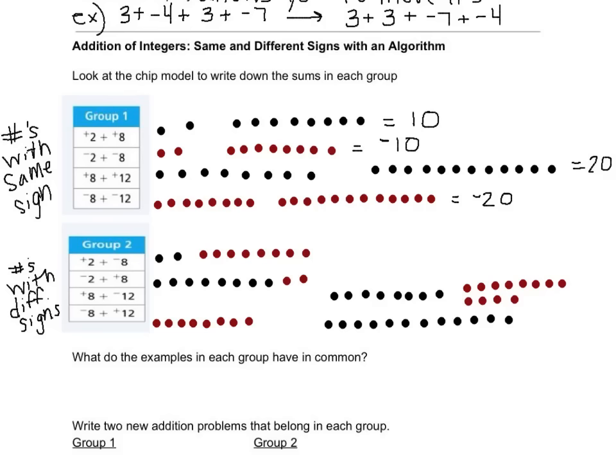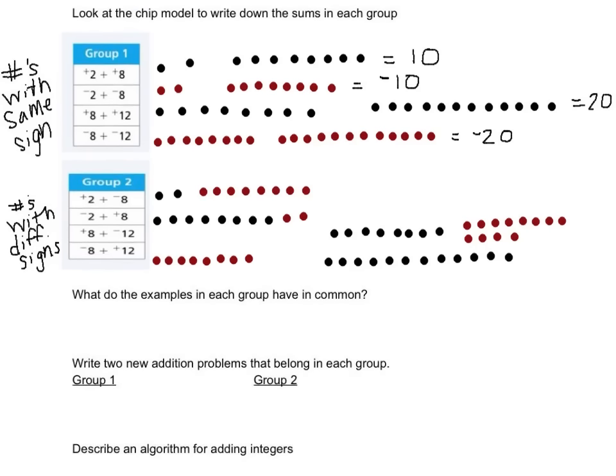So let's take a look at group 2. Here I'm adding with different signs. You may already have done this, but if I have 2 black and 8 red, I know that the 2 black and 2 red cancel each other out. That leaves me with this group of red left over, which means I have a negative 6.